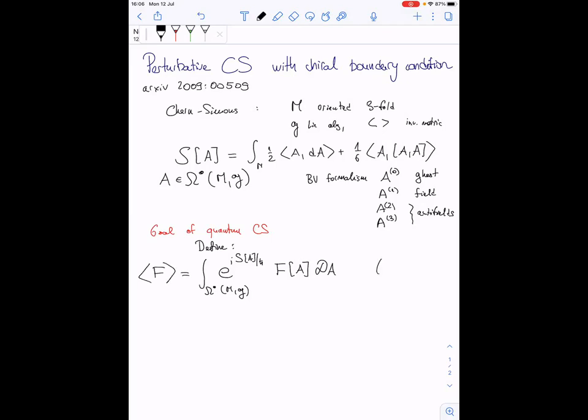You also need to be precise. You need to also divide by just the integral of e^{iS}.